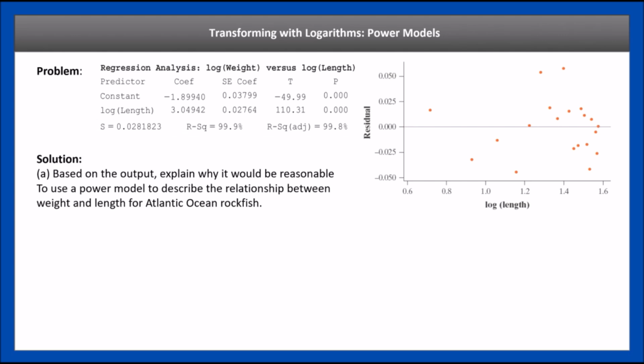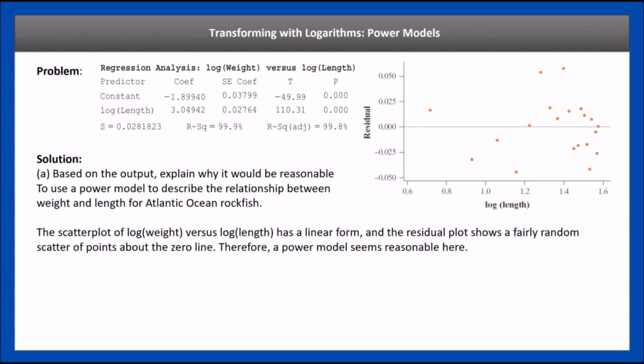All right, let's go. Part A, as we mentioned earlier, if we were to plot the residual plot, we can see that if we do the scatter plot, it looks like it's a linear form. The residual plot supports this by showing random scatter of points about the zero line. Therefore, a power model seems reasonable here. So we know we can use a power model. Now, what is the exponent for the power model?